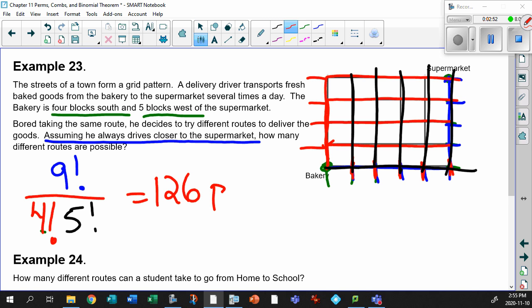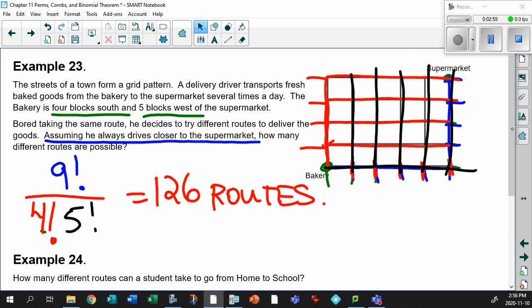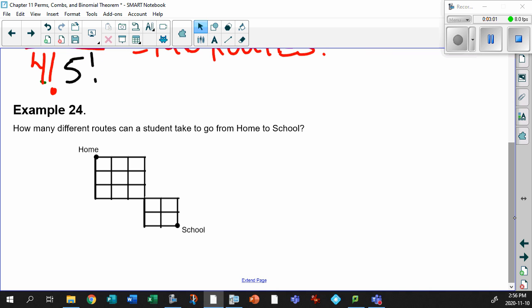Okay? Huh, interesting. But what happens if you suddenly run into something like this? Check out this question. Makes things a little bit interesting. Okay? It says, how many different routes can a student take to go home from school? So think about this. He starts at school and he wants to go home. He wants to go to here.